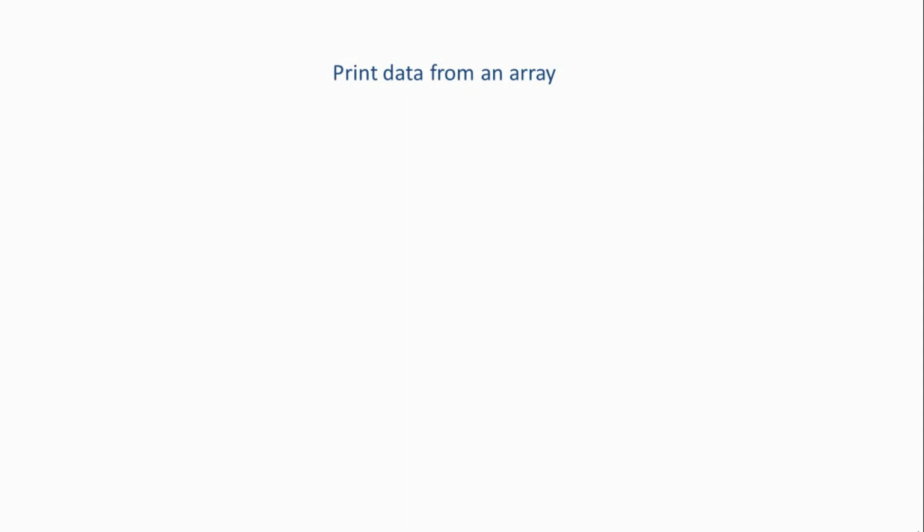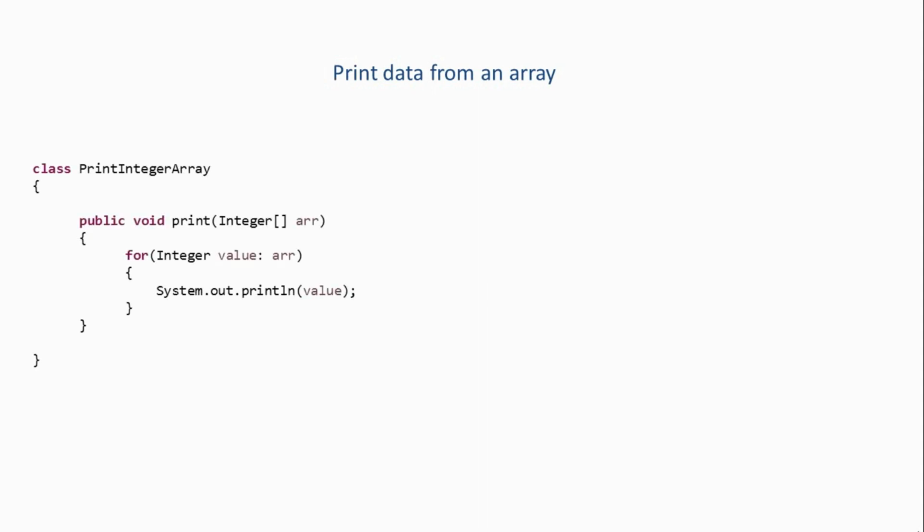Now let's assume that the initial requirement is to print an integer array. So you create a class, let's say printIntegerArray, and it will have a method called print, which takes an integer array as parameter. And then we have the logic, which will just print the data from that array on the screen, right? So we run a for each loop, which says for each integer value inside this array, just print that value on the screen. So this class will be used for printing an integer array.